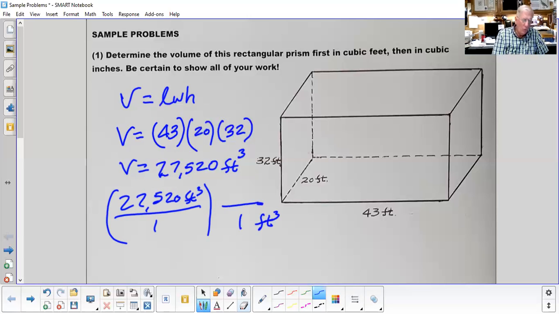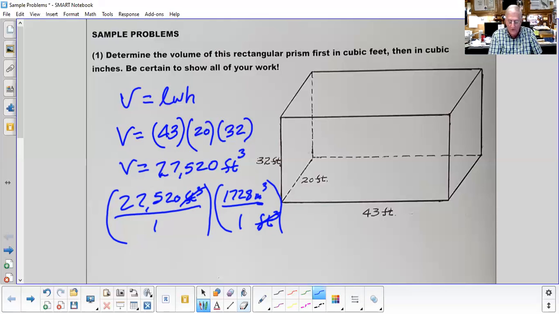For every 1 cubic foot, how many cubic inches are there? Well, a cubic foot would be 12 times 12 times 12. And if you multiply that together, I believe you'll find that's 1,728 cubic inches. Now I know I have to multiply to get this answer, right? Because cubic feet cancel out. I want it in cubic inches.